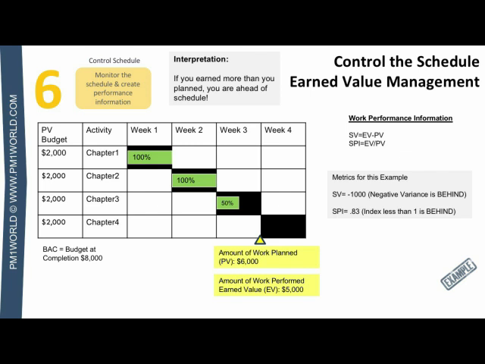Now, the two formulas start with EV. Variances are minuses, subtractions. Indexes are divisions. So if we plug the numbers into our formulas, you can see that my schedule variance is negative $1,000. I'm behind schedule by $1,000 worth of work. My SPI is 0.83. This means I'm only going at 83% of the rate planned. I'm behind schedule. So variances that are below 0, that's bad, that's behind schedule. Indexes that are below 1, that's bad, that's behind schedule.